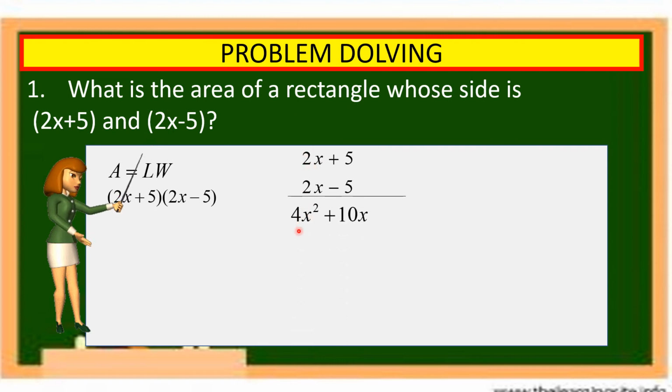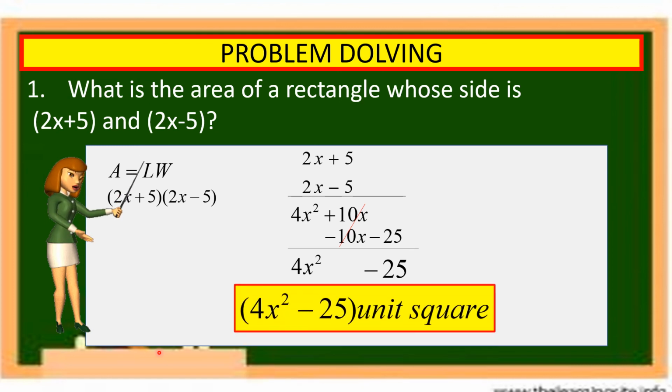2x times 2x is 4x squared. 2x times 5 is 10x. Then we have negative 5 times 2x is negative 10x. Negative 5 times positive 5 is negative 25. Then we can cancel positive 10x and negative 10x. So the final answer is 4x squared minus 25. So what is our answer? What is the area of a rectangle whose sides are 2x plus 5 and 2x minus 5? The answer is 4x squared minus 25 unit squared.